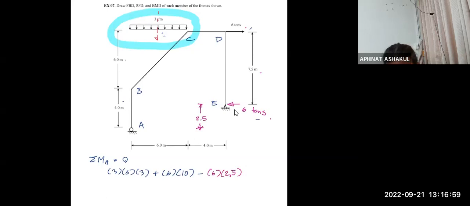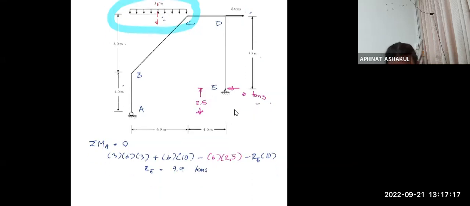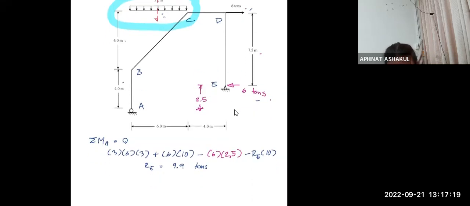And then minus RE multiplied by 10 equal to 0. So RE is 9.9 tons. So that's 9.9.